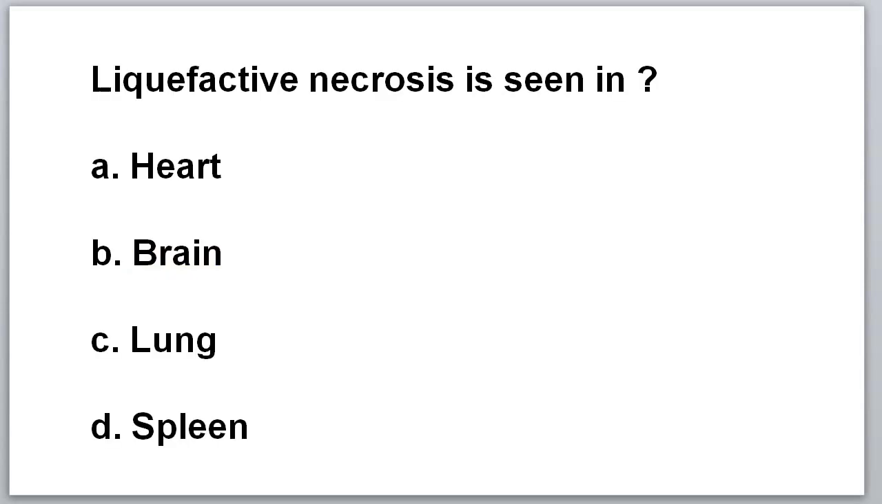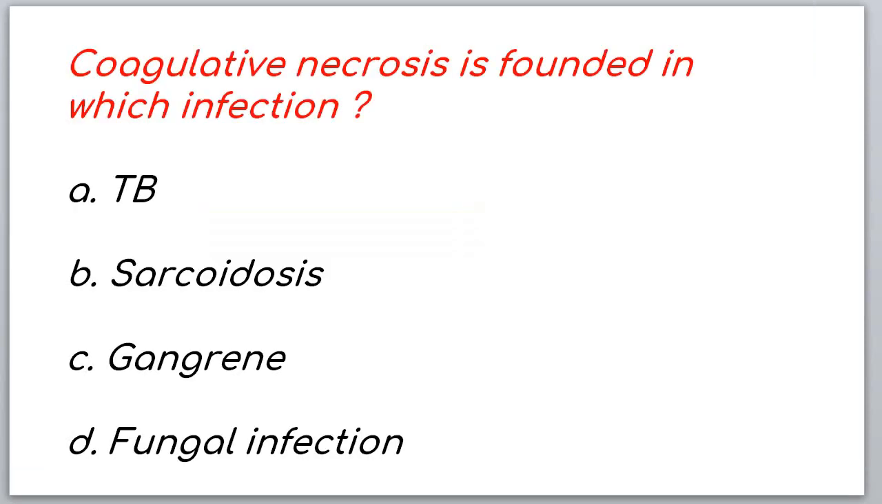Liquefactive necrosis is seen in: option A, heart. Option B, brain. Option C, lung. Option D, spleen. Option B, brain, is the correct option.